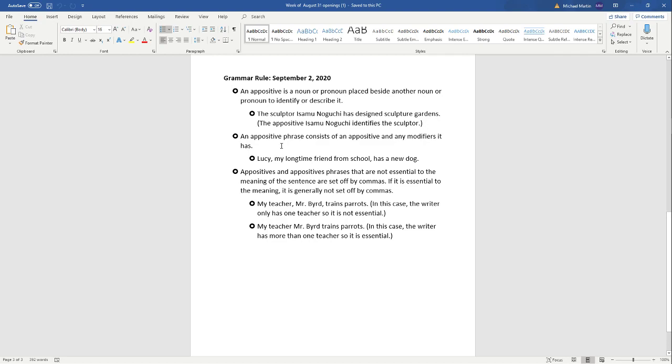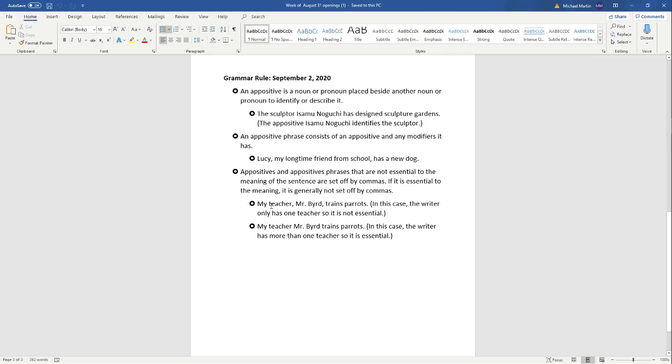Just because you can remove them doesn't mean they're not vital. Now this is where we get into some tricky territory, because appositives, especially appositive phrases, are usually set off by commas, which act like a little separator from the rest of the sentence, in really simple terms. Appositives and appositive phrases that are not essential to the meaning of the sentence are set off by commas. However, if it is essential to the meaning, it is generally not set off by commas.